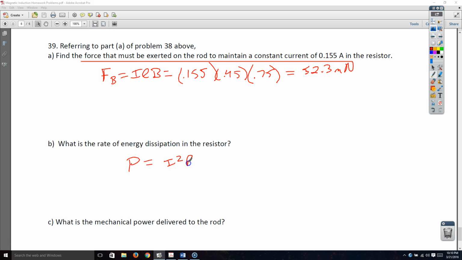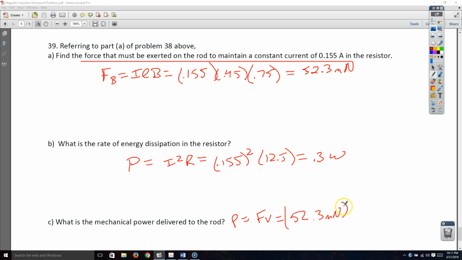Power here is I squared times R, since we have the current and the resistance, 0.155 squared times 12.5 ohms, and that's equal to 0.3 watts. And then finally for the last one, they want to know what's the mechanical power here, and mechanical power is just force times velocity. So this is equal to 52.3 millinewtons. That was our force we found earlier. And then our velocity is 5.75 meters per second, so we end up with 0.3 watts. And that is the end of the problem set.